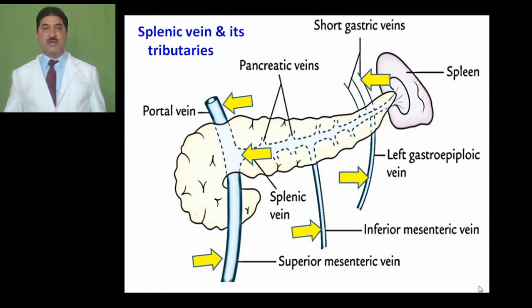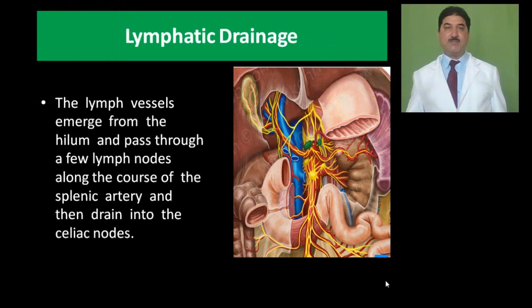Lymphatic drainage of spleen. The lymph vessels emerge from the hilum and pass through a few nodes along the course of the splenic artery and then drain into celiac nodes, as shown in this diagram.